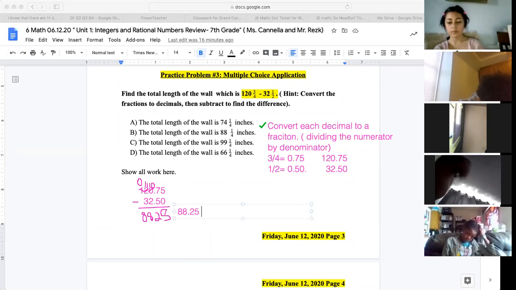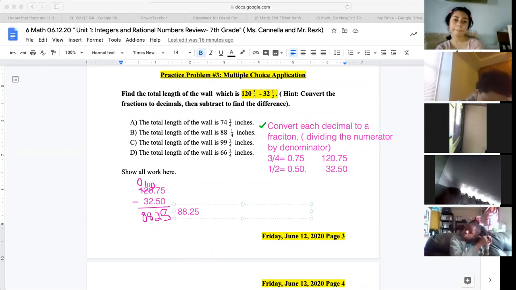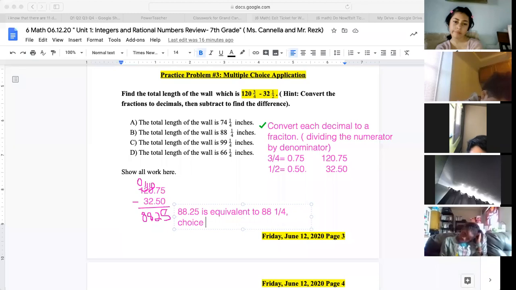Now, if you look at the answer choices, the only thing that has 88 is obviously choice B. Why? Because if I have 1/4, I now have 0.25. So 88.25 is equivalent to 88 1/4, which is choice B.